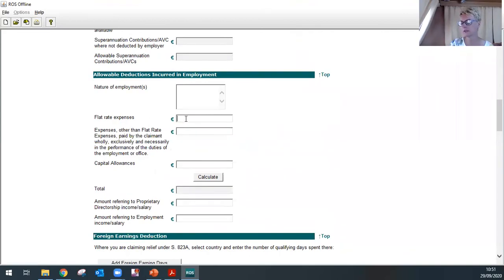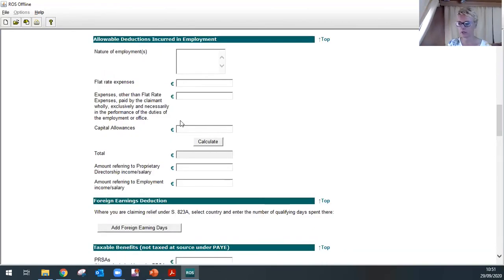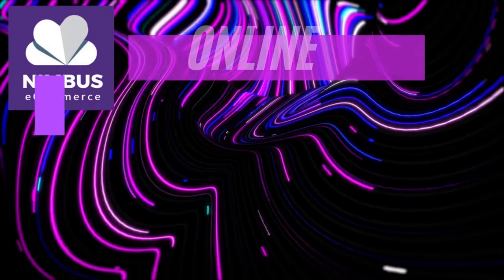So there is a tax credit available for certain professions, called flat rate expenses. So if you were a teacher, for example, you are due a certain tax credit, you would enter the amount here. The list of professions can be obtained from the Revenue website if you want to find out if you are due the tax credit.